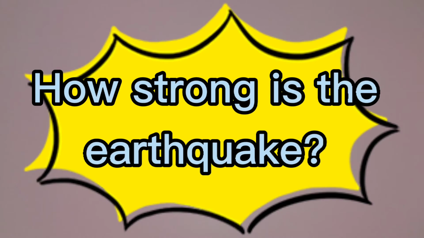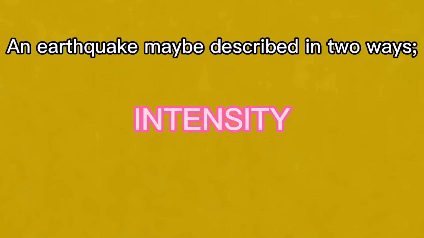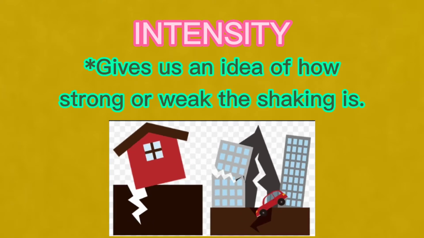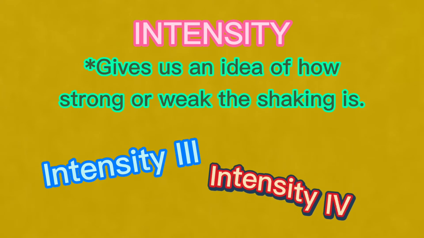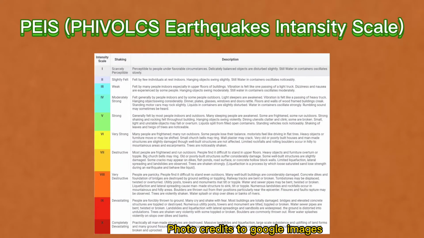How strong is the earthquake? Earthquakes may be described in two ways. These are the intensity and magnitude. The intensity of an earthquake gives us an idea of how strong or weak the shaking is. It is determined by observing and describing the effects of earthquake on people or surroundings, and is expressed using Roman numerals. The Philippine Institute of Volcanology and Seismology, or PHIVOLCS, uses the PEIS, or what we call PHIVOLCS Earthquake Intensity Scale, to describe the intensity of earthquake in the Philippines.